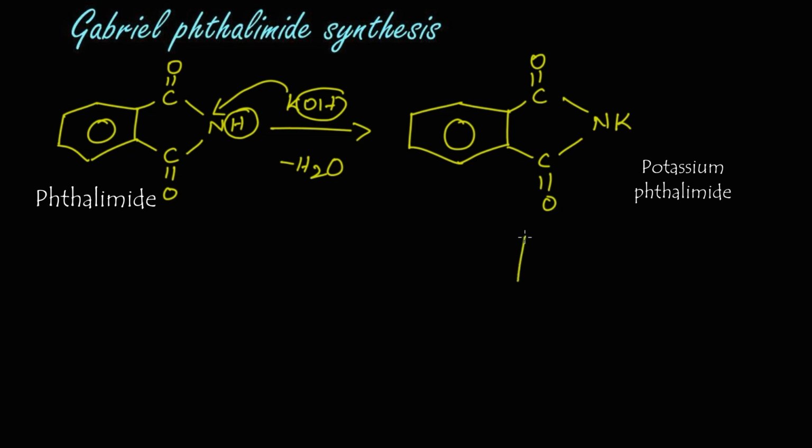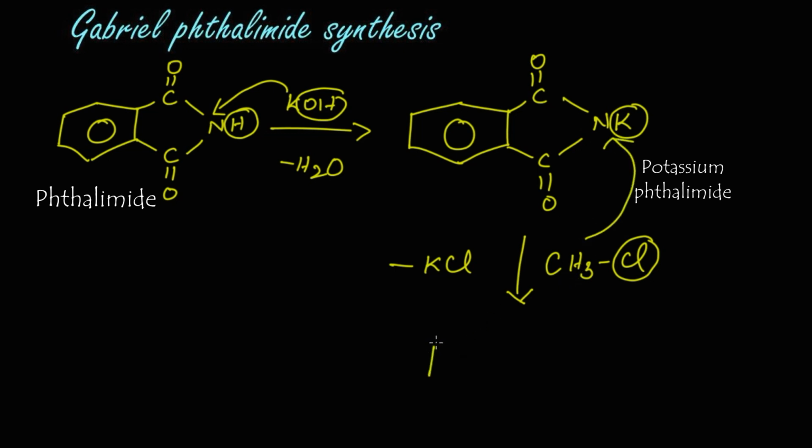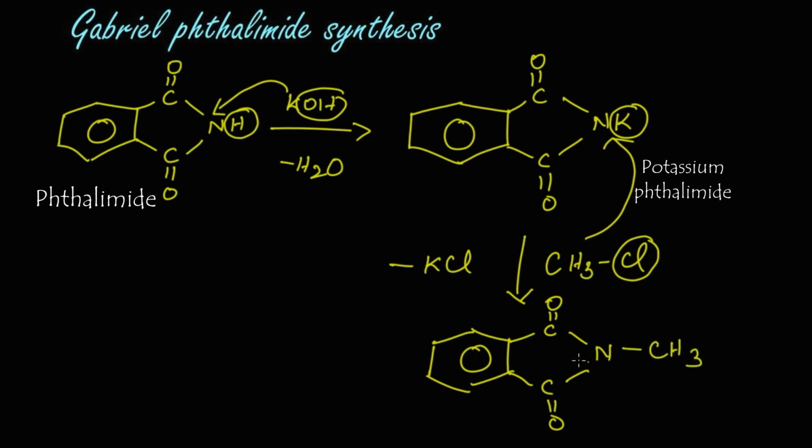This potassium phthalimide is again treated with methyl chloride. This is methyl chloride. What happens during the reaction? The potassium from the potassium phthalimide and chlorine from the methyl chloride will leave as KCl, that is potassium chloride. This methyl group replaces the potassium. So we get, instead of this potassium, CH3 attached. The name of this compound is N-methyl phthalimide.